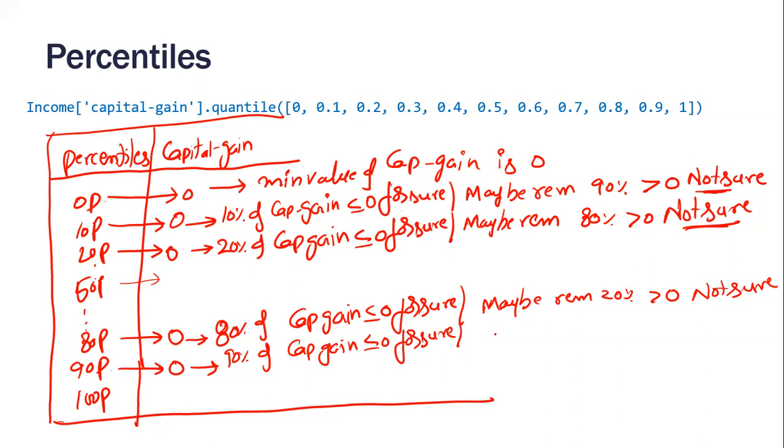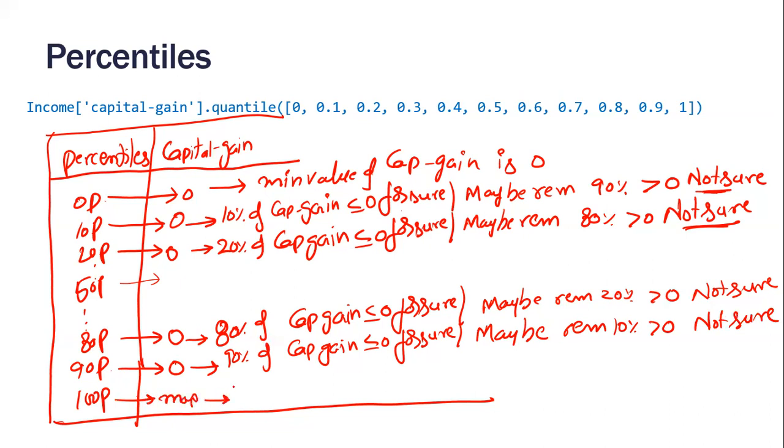Tell me the next statement. What is the next statement? At this juncture, looking at this value, what can I talk about the future? Maybe the remaining 10% is greater than 0. But are you so sure? Looking at this without knowing what is the next one, can I make a comment? This is not sure. What is the 100 percentile, which is the maximum value?